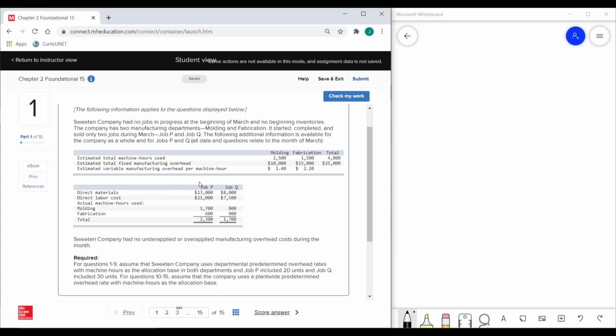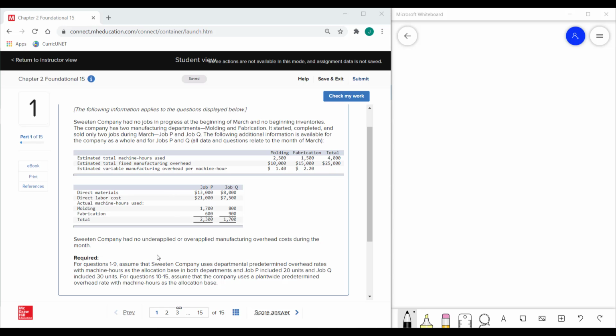And then it also gives us some information for Job P and Job Q. It tells us the direct materials and direct labor cost actually incurred on each job, and also the actual machine hours used on each job within each department. It also tells us that Sweeten Company had no under-applied or over-applied manufacturing overhead costs during the month.